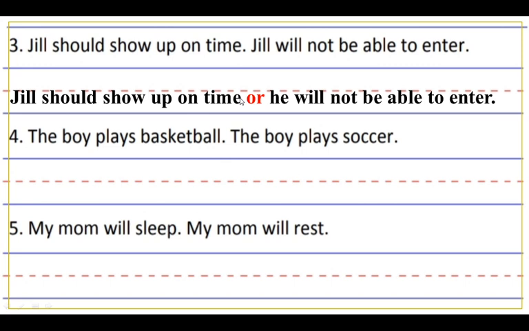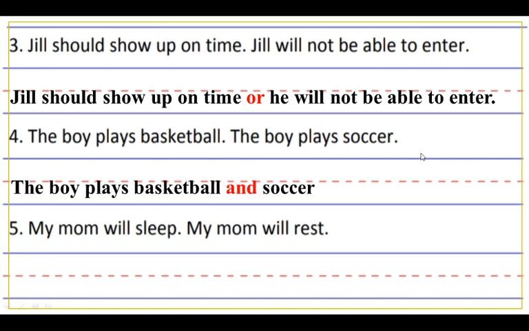Next one, number four. The boy plays basketball. The boy plays soccer. So as for number four, the answer will be the boy plays basketball and soccer. So we use the conjunction and to combine the two sentences to make it a compound sentence. There's no need for you to repeat the same thing, because the boy is the same. So you just need to cut off one and use it the next one. So the best will be, the boy plays basketball and soccer. Okay, that is for number four.